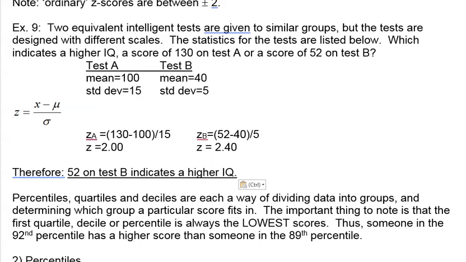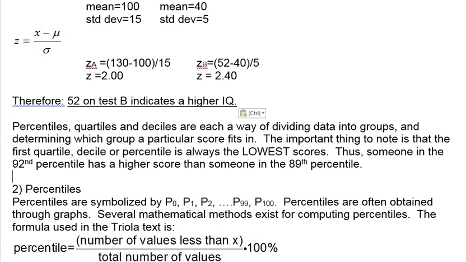So if someone's in the 92nd percentile, they have a higher score than someone in the 89th percentile. Or if we're comparing quartile, someone in the third quartile is higher than someone in the first quartile. So percentiles we usually symbolize with a capital P and a subscript, whichever percentile we're talking about. And they're often obtained through graphs.